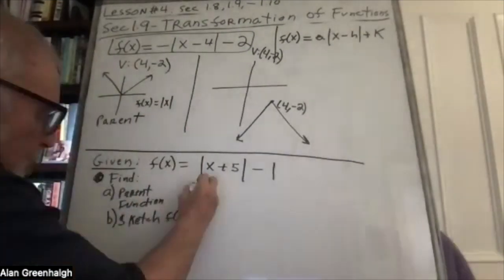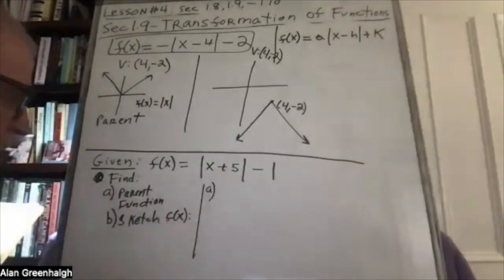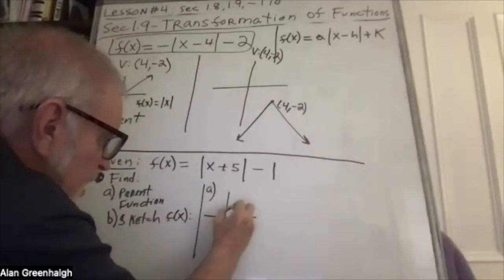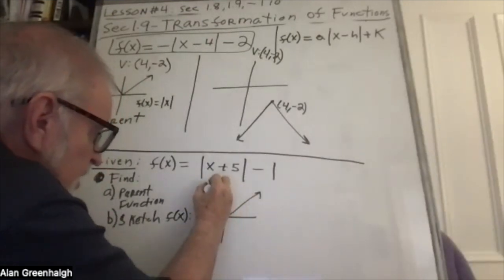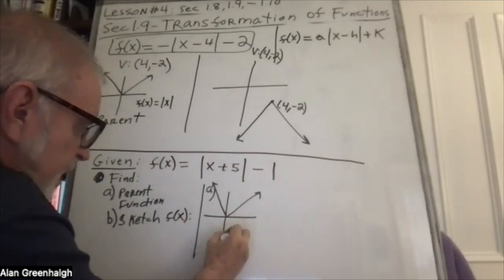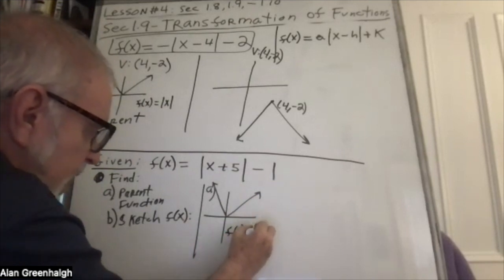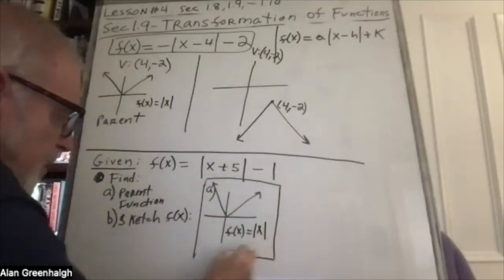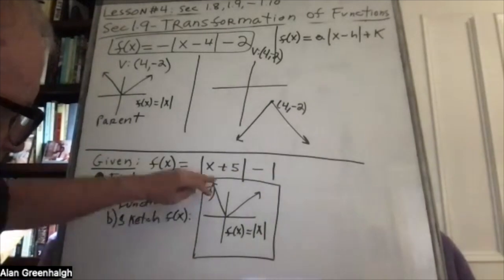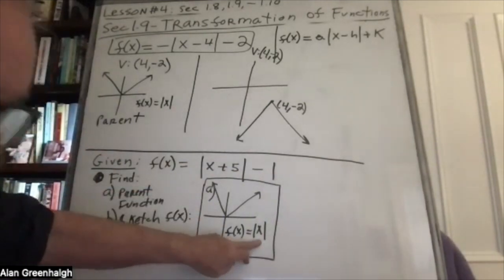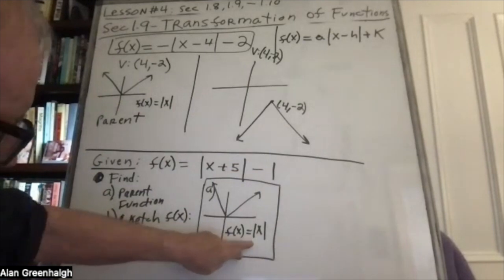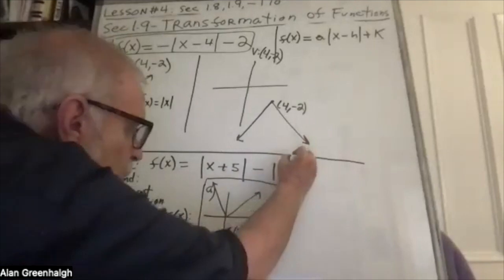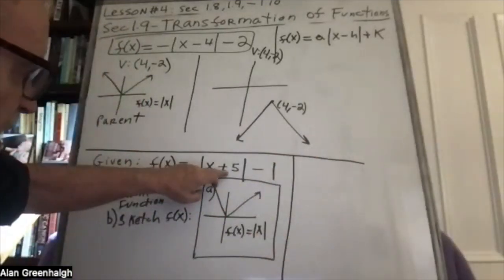So, part A, graph the parent function. And that's just the basic looking function. F of x is equal to the absolute value of x, and this is the answer to that part of the question. Not just simply graphing it, but also indicating what it is. That this is the parent function, f of x equals the absolute value of x. And now let's actually graph this thing.